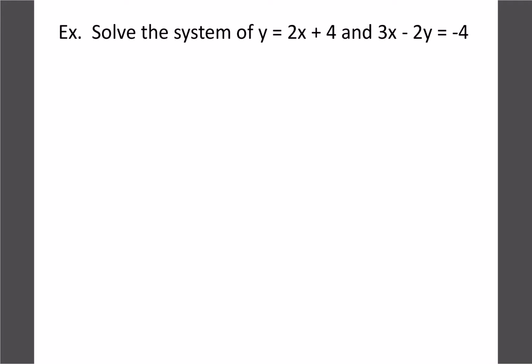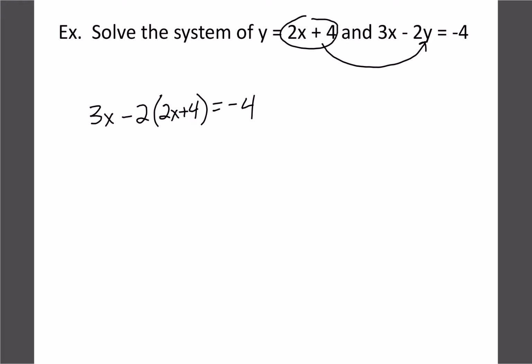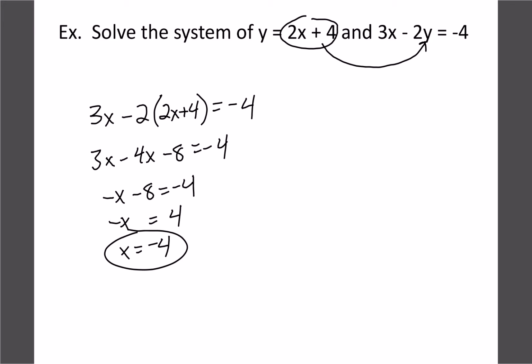Okay, if one equation's not y equals, you can see this one already has y equals, so let's just plug that one in. We don't have to do anything with the second equation. So we'd have 3x minus 2 times 2x plus 4 equals negative 4. Just be careful when you FOIL that out, that negative is going to change both, so minus 4x minus 8. And let's simplify that, so we'd have minus x minus 8 equals negative 4. Let's bring the 8 to the other side, so that'll give you plus 4. And divide by negative 1, so we get x equals negative 4.